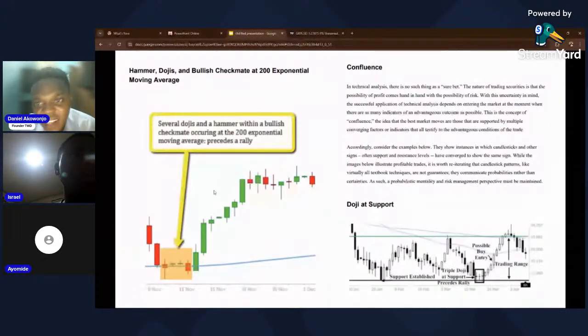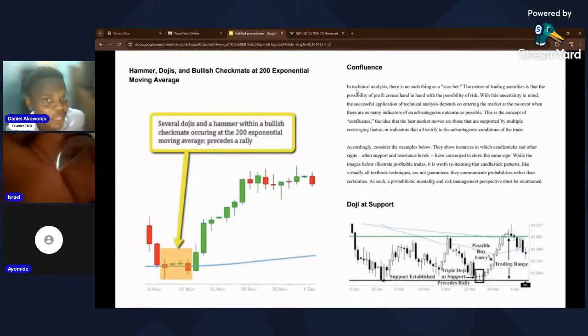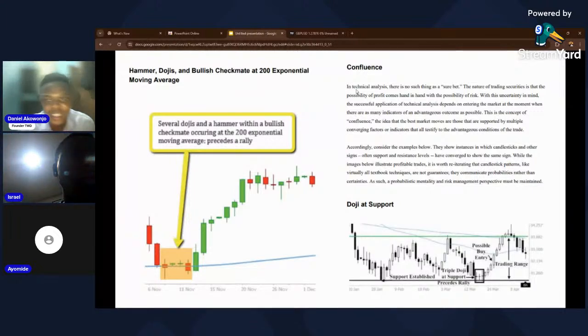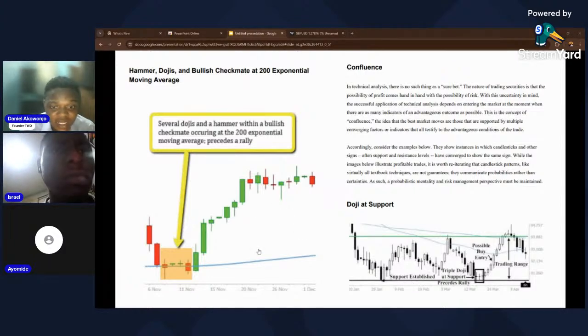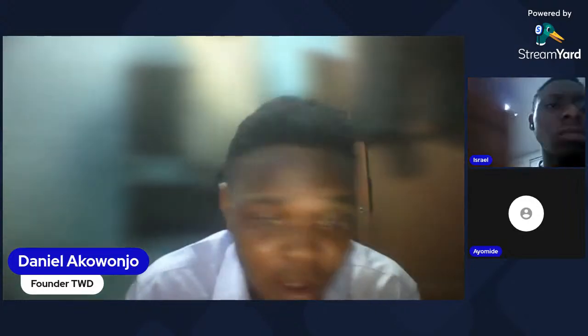Now, in technical analysis, there is no such thing as a sure bet. Pay attention to that. It is very important that I let you know that in technical analysis, there is nothing like a sure bet. Let me make that clear to you right now. There's nothing like a sure buy or a sure sell. Do you understand?